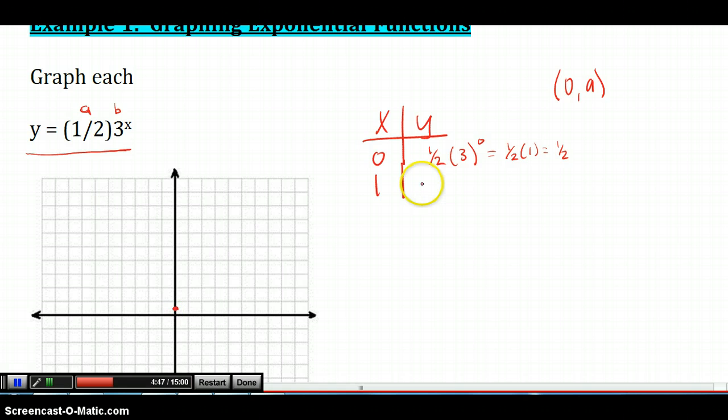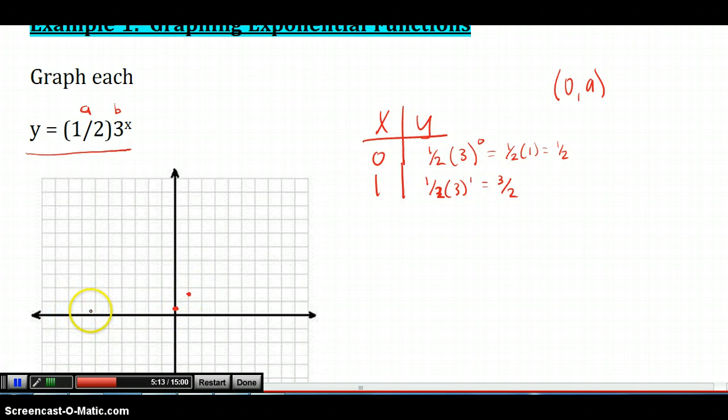Second point, plug in 1. So we get a half times 2 to the first power. 2 to the first power is just 2. I'm sorry, I wrote a 3 here, that's supposed to be a 2. 2 times a half is just 1, so our next point is (1, 1). Put a dot.